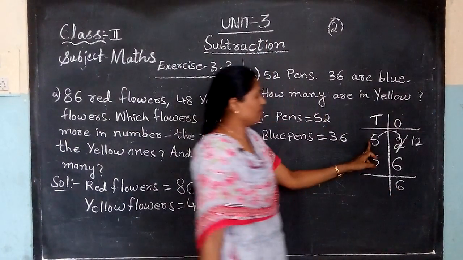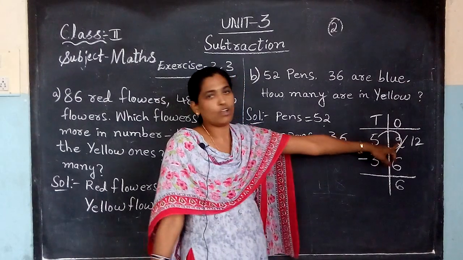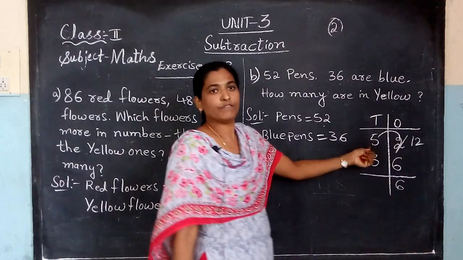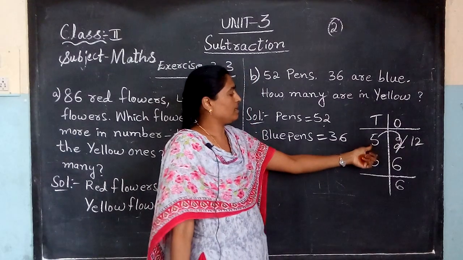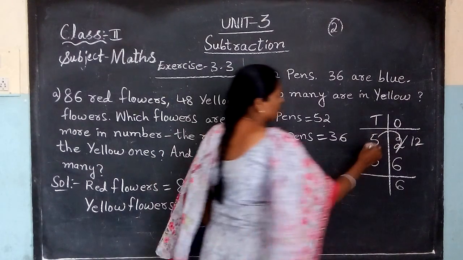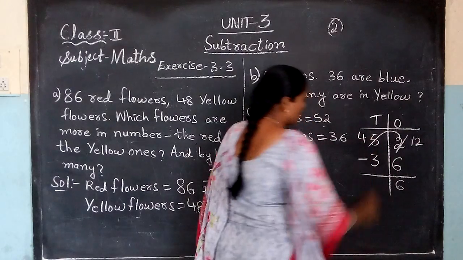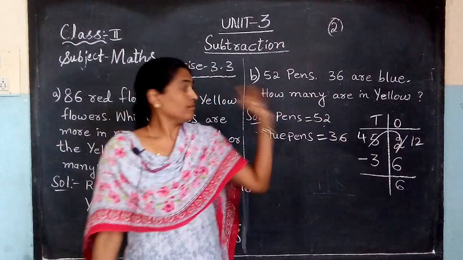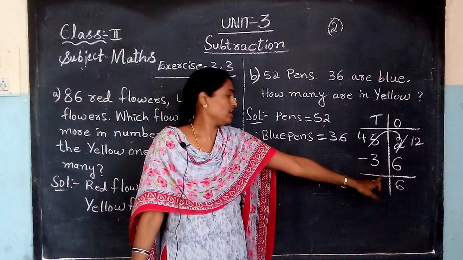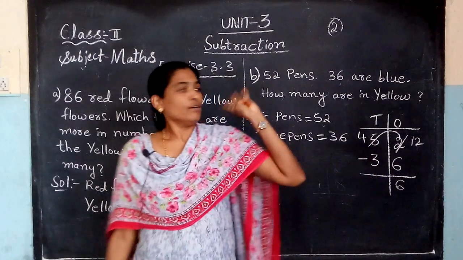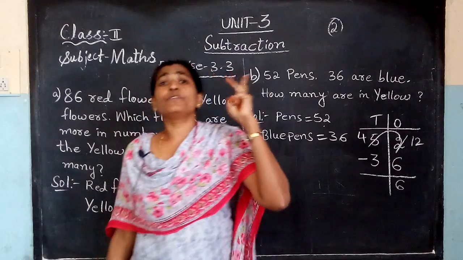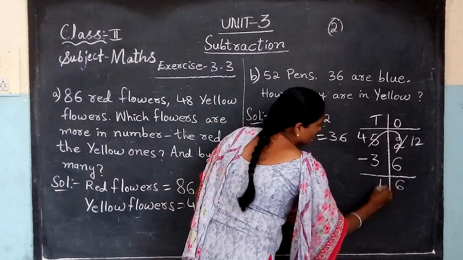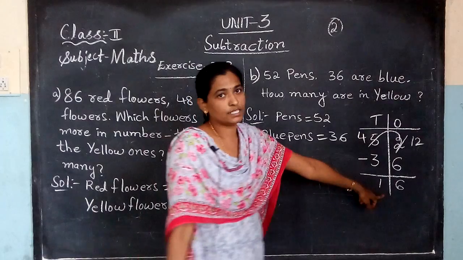6. One number from the tens column to the ones column, one number given, borrow. Where one number will be less. What is that number? 5, before number, what will come? 4. 4 in the mind, again 3 in your fingers. 4 before: 3, 2, 1. Total how many yellow pens are there? 16.